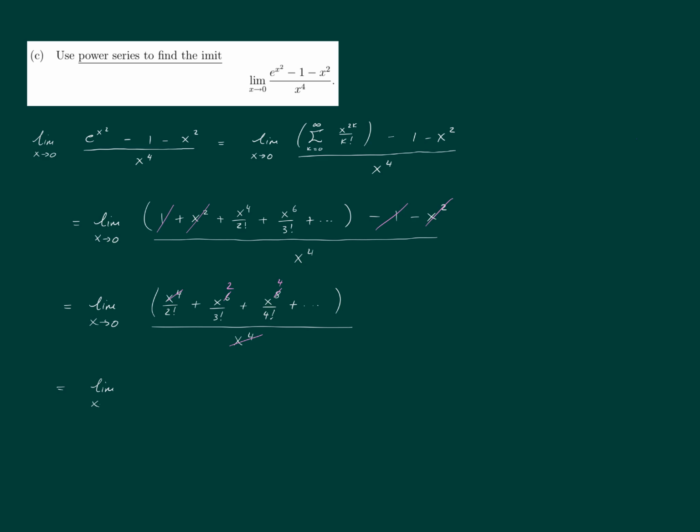So this is the limit as x goes to 0 of 1 over 2, which 2 is 2 factorial, plus x squared over 3 factorial, plus x to the 4 over 4 factorial, and so on. Now notice if x goes to 0, this goes to 0, this goes to 0, and all of the rest of them go to 0. The only thing that survives is the half. Okay, so this was a lot quicker than applying L'Hopital's rule 4 times and a lot less messy. Okay, so this is another application of power series.